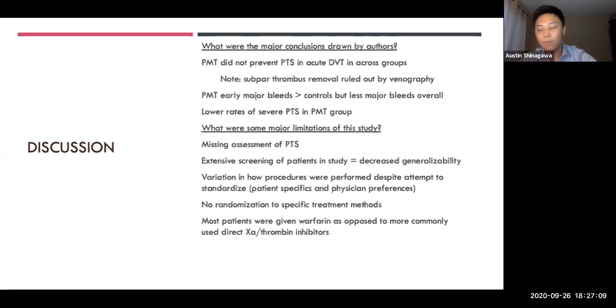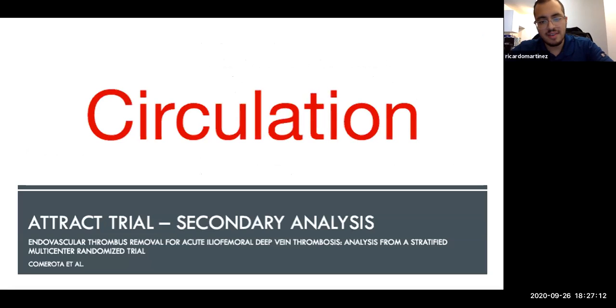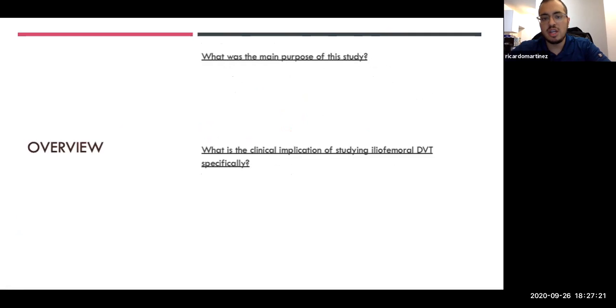Yeah, great. So now we're going to go ahead and dive into the secondary analysis of the ATTRACT trial, which we were discussing before. We'll go through it pretty briefly. Once again, I'm just going to open the floor to anyone that wants to talk about what the main purpose of the study was. One of the things they looked at was the iliofemoral DVTs as opposed to the femoral popliteal ones that they stratified the patients into in the ATTRACT trial. So if you could discuss what the clinical implications of studying that specific region were. You don't have to go into everything, just if you want to discuss it.